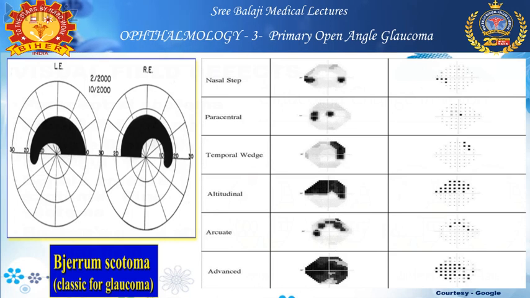The first picture shows us a Bjerrum scotoma, which is classic for glaucoma. Bjerrum's area is around 10 to 20 degrees from fixation. In its full form, an arcuate scotoma starts from the blind spot and ends in the nasal horizontal raphe, becoming widest and closest to the fixation point. The next picture shows some characteristic visual field defects of glaucoma as charted on the standard automated perimetry.